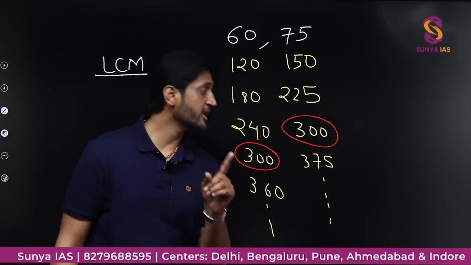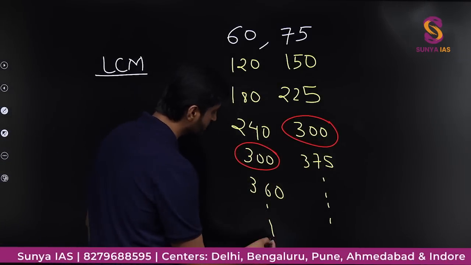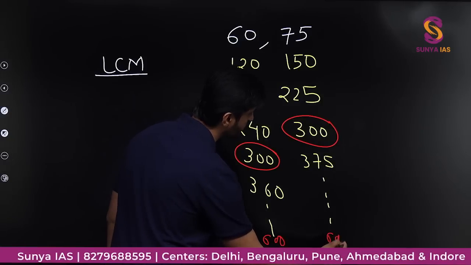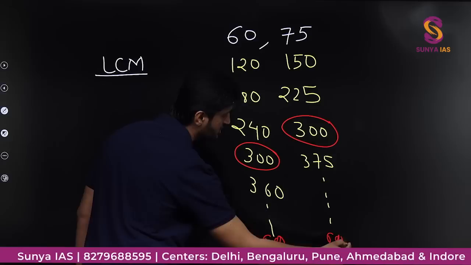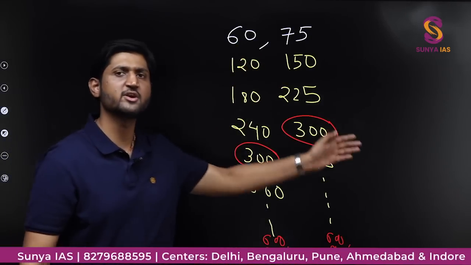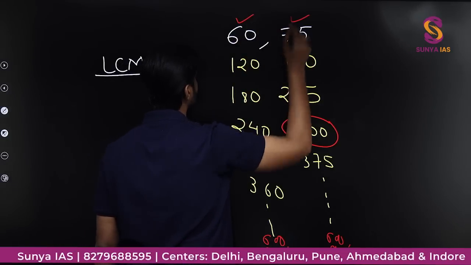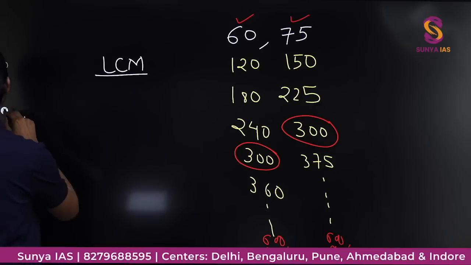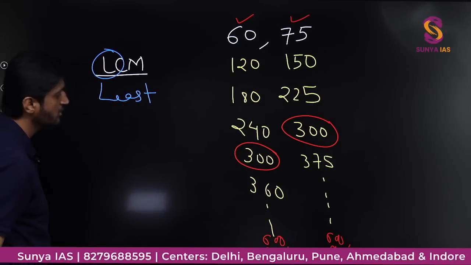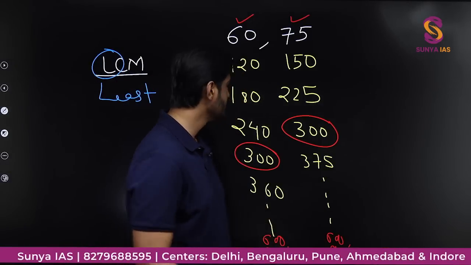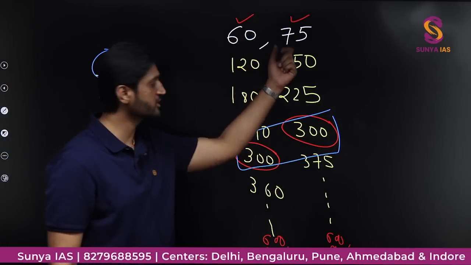It doesn't mean that this is the only common value. As we go deeper, you will find more such common values. Next, there would be 600 in both these tables. Further, you will find 900 in both these tables. So the list will go on. You will have an infinite number of multiples which will be common to 60 and 75. But we are interested in finding the least common multiple. Here L stands for least, and among all the common multiples, 300 is the least value. So the LCM of 60 and 75 is nothing but 300.